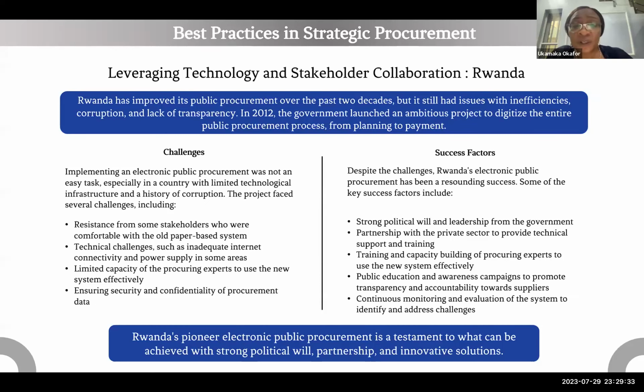So in 2012, the government launched an ambitious project to digitize the entire public procurement process, from planning to payment. But even in the strategic procurement and the collaboration that they have done with their technology, they still had some challenges. We are going to look at the challenges and compare them with what we also have in Nigeria. And we look at their success factors, because as they had these challenges, they also were able to surmount them, and they had some successes.